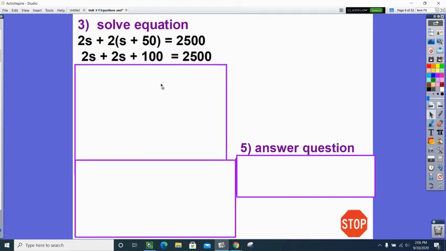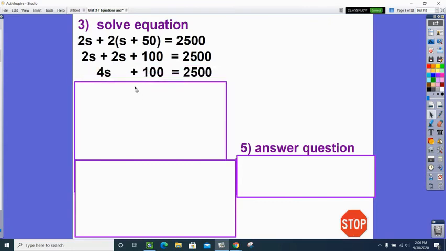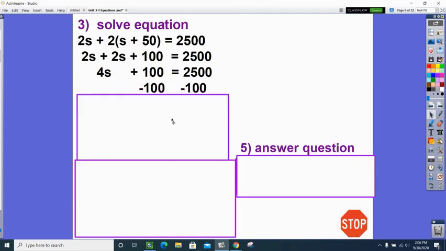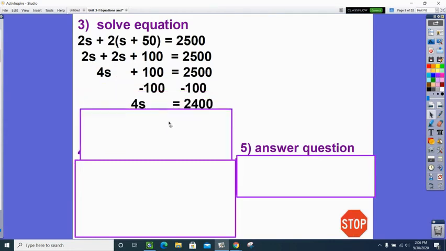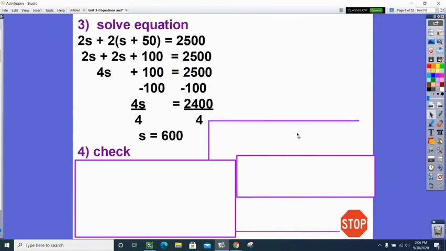Okay, did you do the distributive property? Did you remember to distribute to the second piece? Okay, like terms. Subtract 100 from both sides. Oh, this one is going to come out nicely. Divide by 4, and we get 600.